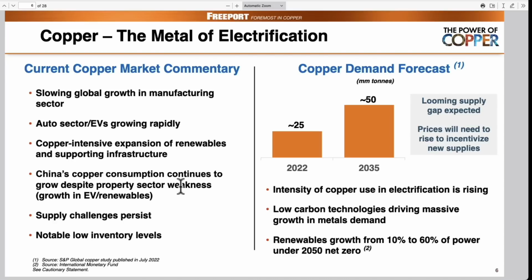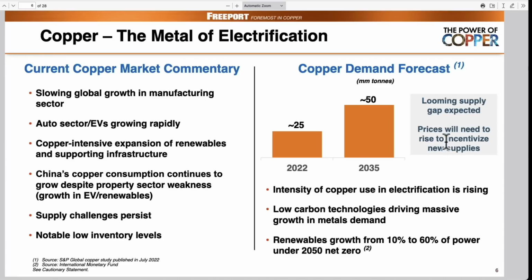China's copper consumption continues to grow despite property sector weakness, from growth in EV and renewables. Supply challenges persist and notable low inventory levels. Forecast here, 2022, copper demand was 25 million tons, forecast to double by 2035. We're in 2023 now, so over the next 12 years, forecast to double. And the mining capacity on the planet doesn't exist for that yet.